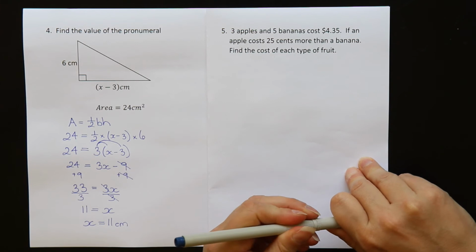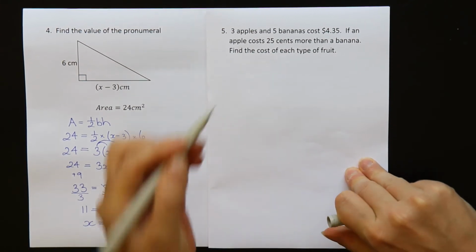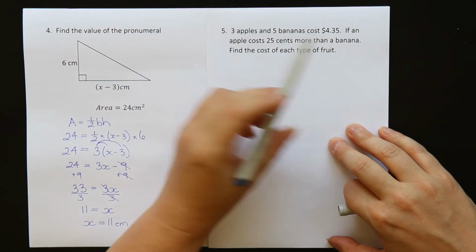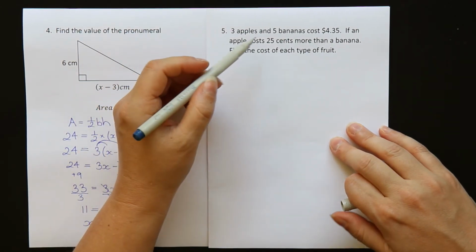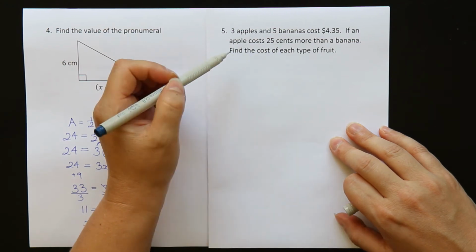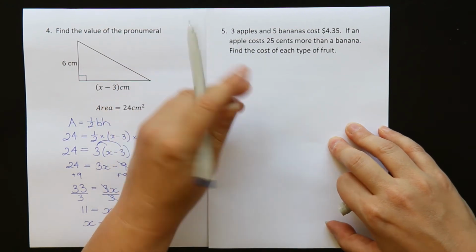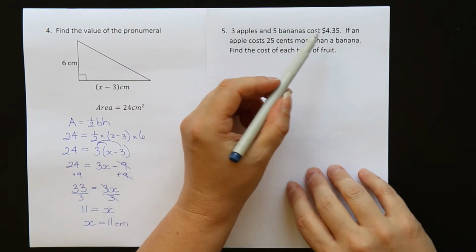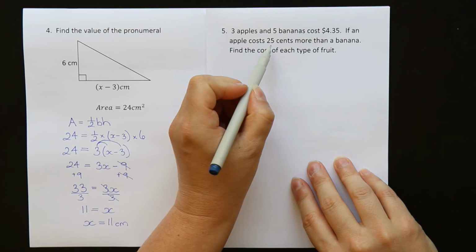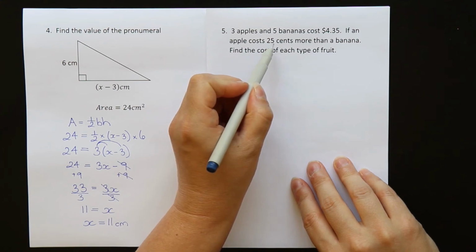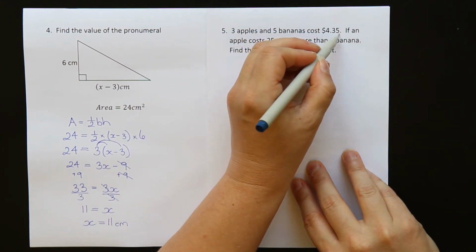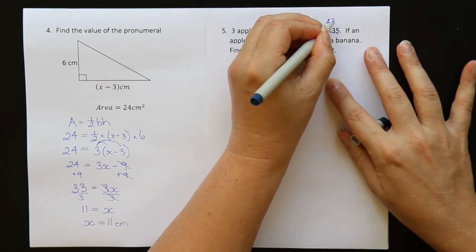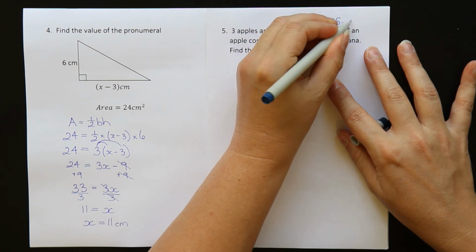Alright, question number 5. 3 apples and 5 bananas cost $4.35. If an apple costs 25 cents more than a banana, find the cost of each type of fruit. So, I don't want to have some measurements in dollars and some measurements in cents. So I need to change this one. Instead of being $4.35, I'm going to change that to be 435 cents.